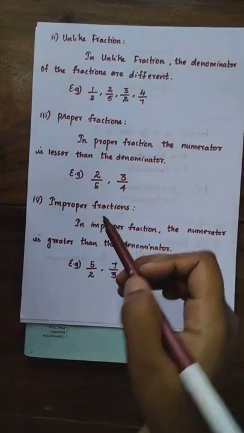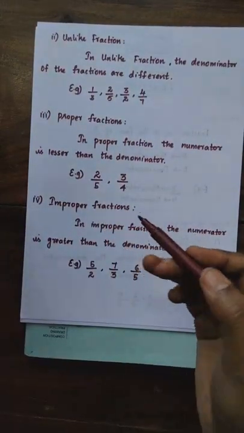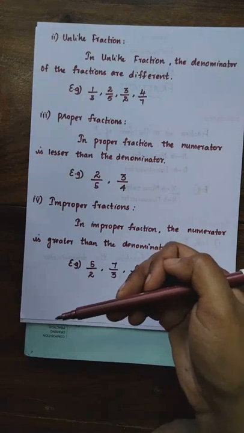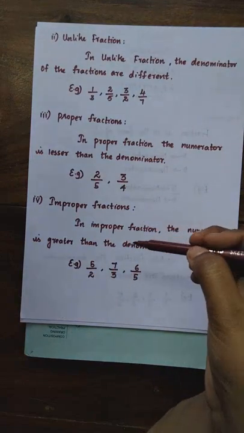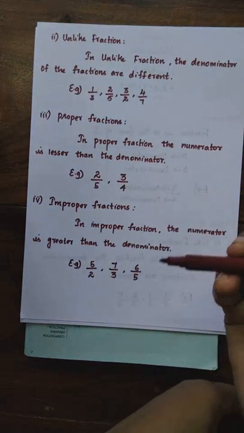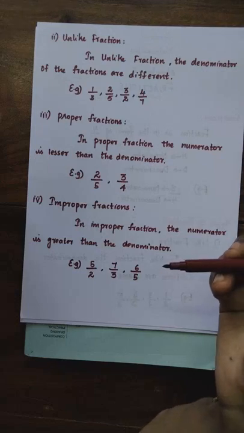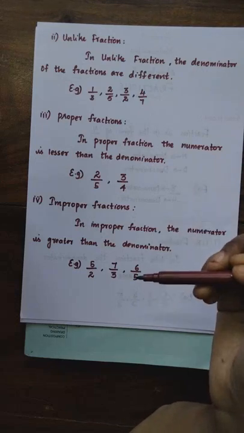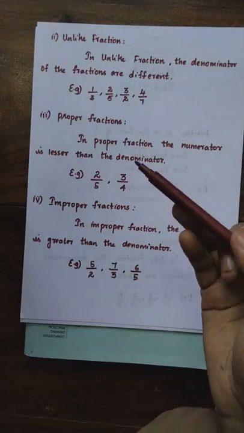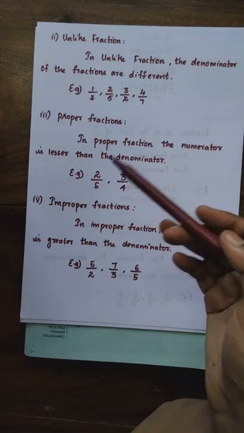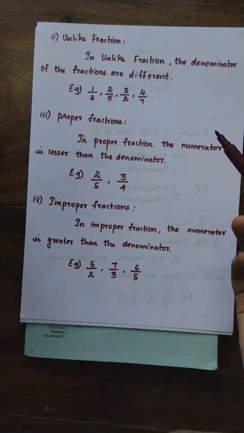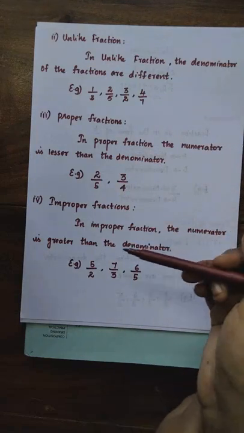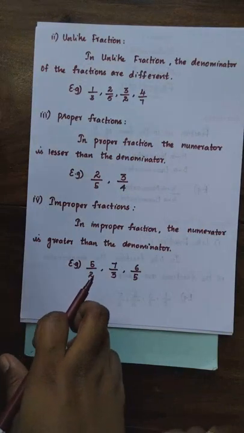Okay, our next type is improper fraction. Improper fraction is just opposite to proper fraction. In improper fraction, the numerator is greater than the denominator. What we have learned in the proper fraction? In proper fraction, the numerator is lesser than the denominator, but in improper fraction, the numerator is greater than the denominator. See the example, 5 by 2.